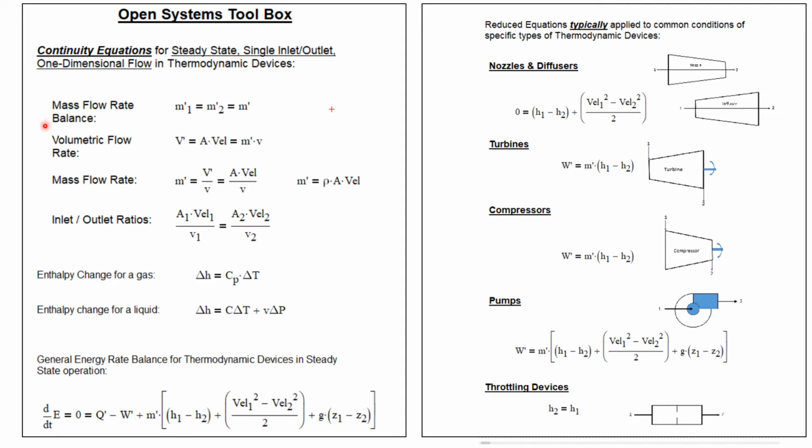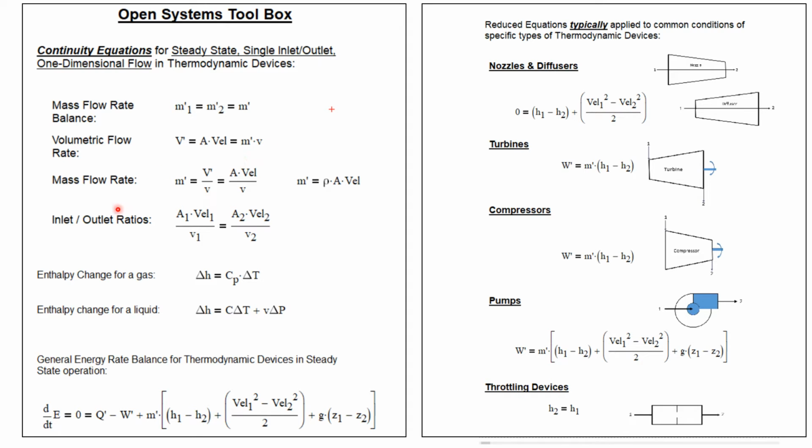And in that case, our basic mass flow rate balance is that the mass flow rate at the inlet is equal to the mass flow rate at the exit, and we'll just call it m dot, the mass flow rate. We can determine what the volumetric flow rate is. The volumetric flow rate is just the area of the conduit in which the fluid flows times the velocity at the cross-section. That's also equal to the mass flow rate times its specific volume.